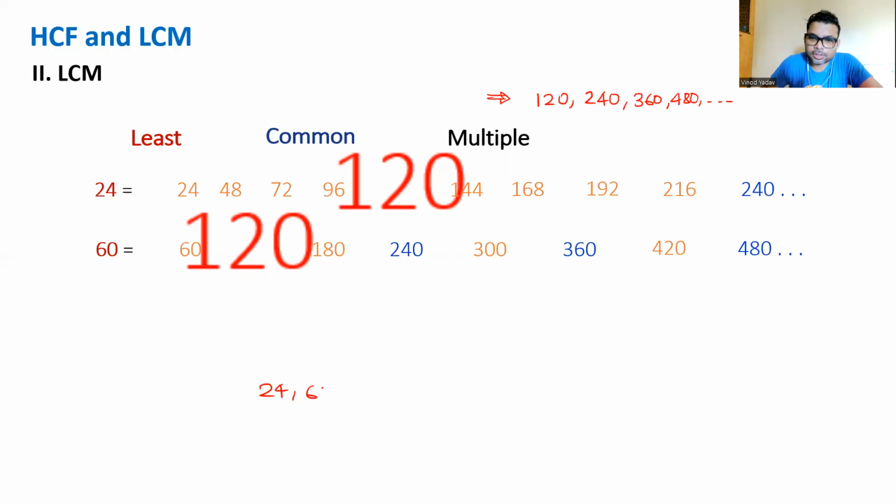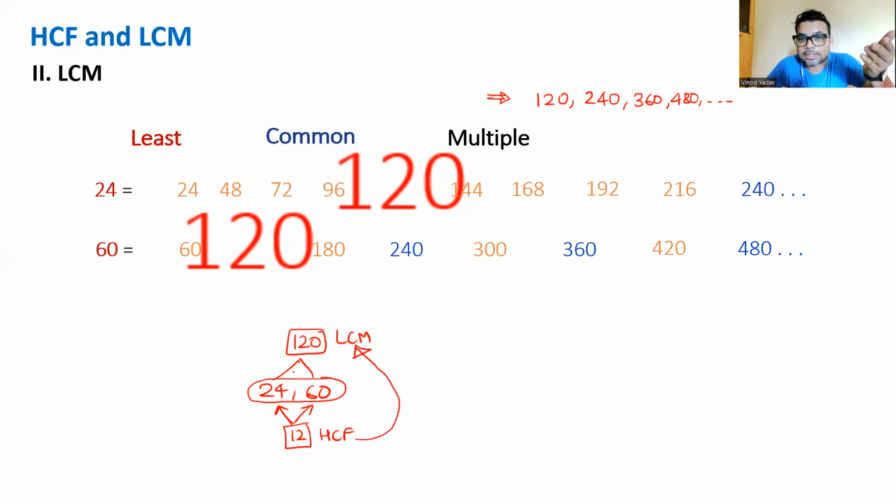So 24 and 60, both of them will divide 120. That is the least number which will be divisible by both of them. And 12 was the highest number which will divide both of them. Understand? So this is the HCF. This is the LCM. And for a set of numbers, the HCF will always divide their LCM also. So 12 tens are 120.